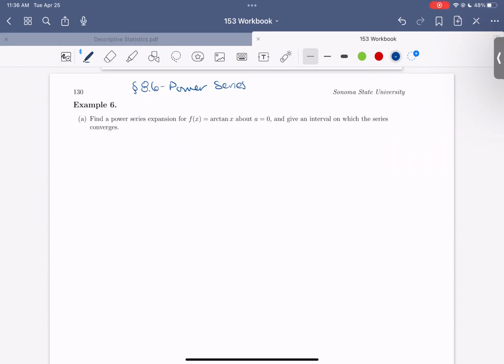So part A says, find a power series expansion for the function f of x equals arctan of x about a equals 0, and give an interval on which the series converges. Okay, not too bad. So we could think, oh, well, arctan, we haven't seen that function come up in this section. Maybe we have to go back to the techniques of section 8.5 and work out the entire power series. Well, it turns out there's an easier way. So let's go through that. First, let's make some observations.